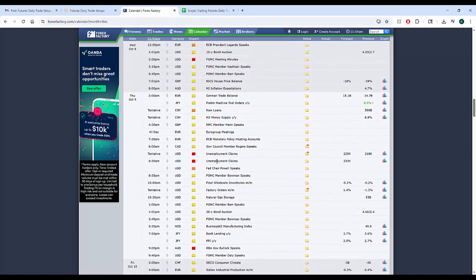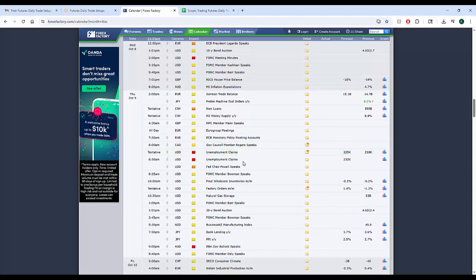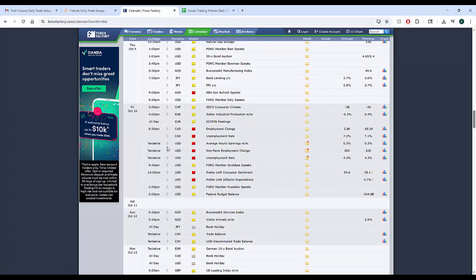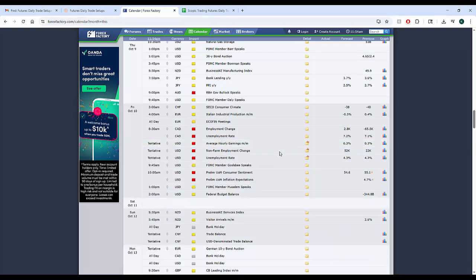And then Thursday we have unemployment claims just before the market opens. It says tentative. Interesting. Why is it tentative? We got two listings there. Release date delayed due to U.S. government shutdown. See, it's telling us why it's tentative. And then Friday we have another tentative red flag event, 3 of them actually. Non-farm payroll. It's all tentative, and that's probably also because of the U.S. government shutdown. So if the government shutdown does not get back up and running, we may have to push these announcements off for another week or more, depending on how long this goes.